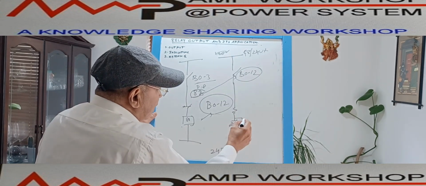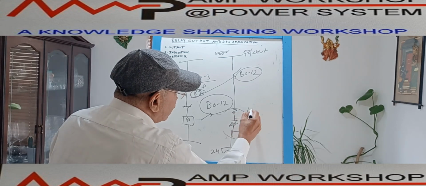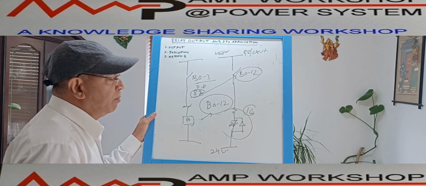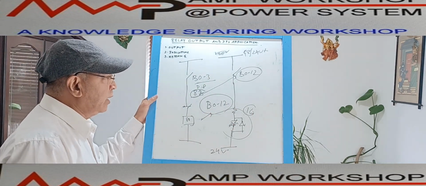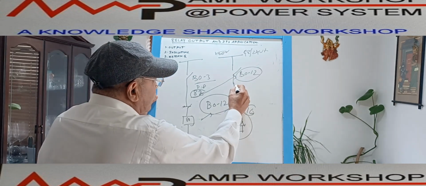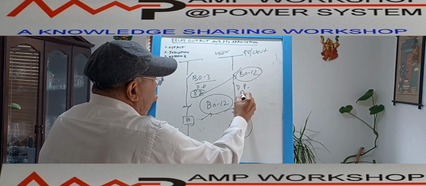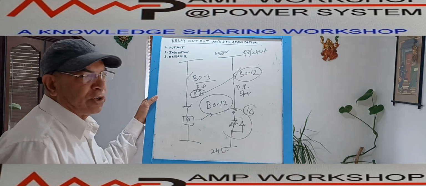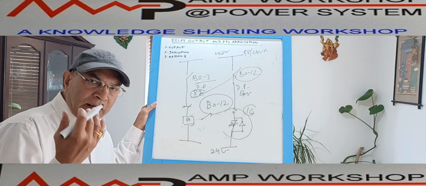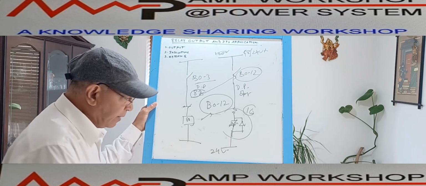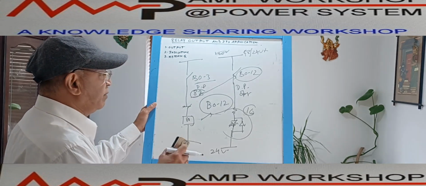Suppose this is window number 16, immediately window number 16 will be lit and the corresponding alarm will be sounding. So I will understand that differential protection has operated. I will give this annunciation for differential protection. In this way, the output contact can also be used in the annunciation application. Okay, so these are the three applications I have discussed.